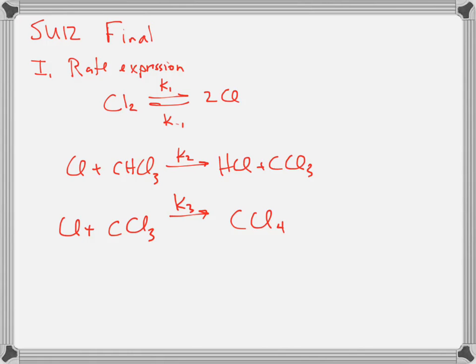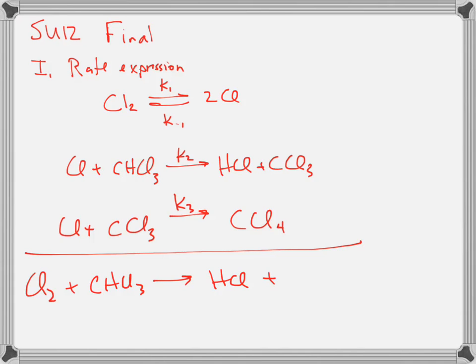If we want to figure out the overall rate law, one thing that can be helpful is to figure out what the overall reaction is. How do we figure out the overall reaction? We're going to add them all up. We go through and do that. We'd get Cl2 plus CHCl3 goes to HCl plus CCl4.